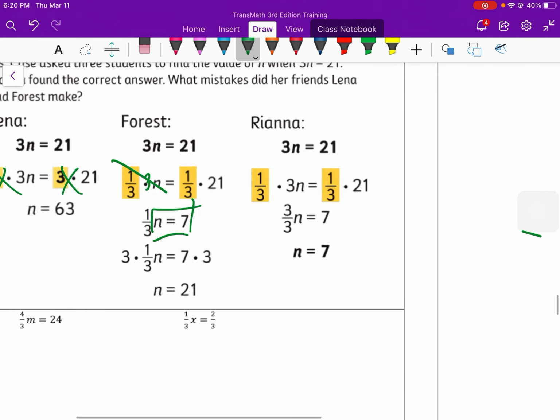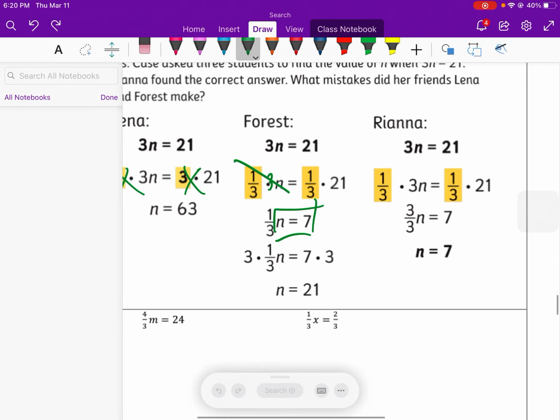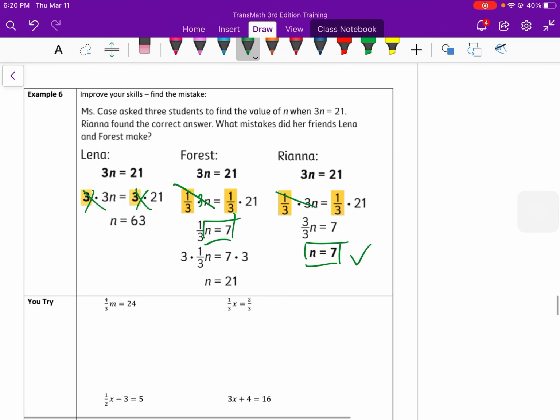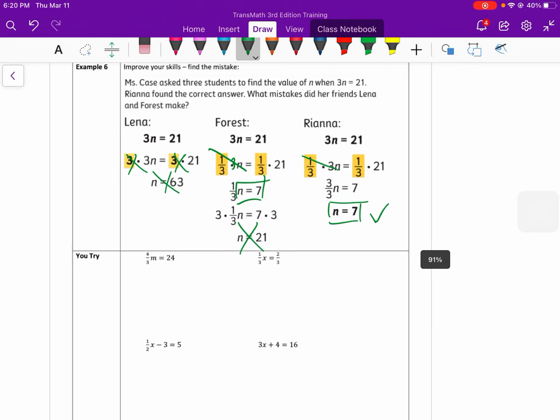And if we look, Rihanna did multiply by the reciprocal, and she had her 3 here. So those simplified to then n equals 7. So that's why Rihanna got it right, and Lena and Forrest did not.